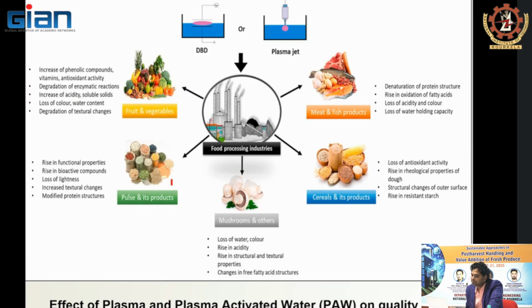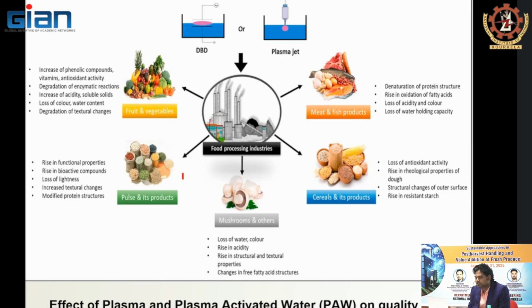So there are a number of applications for plasma and plasma activated water. So there are two kinds of application. Plasma can be applied directly over the fruits and vegetables or any other materials to make some changes in the food product, or it is also used in extraction, like ultrasound assisted extraction. So using ultrasound we break down the cellular structure.